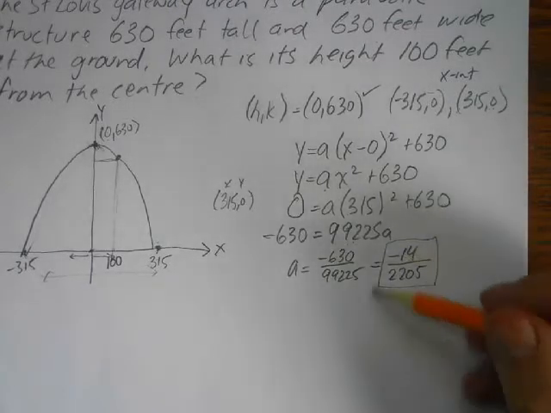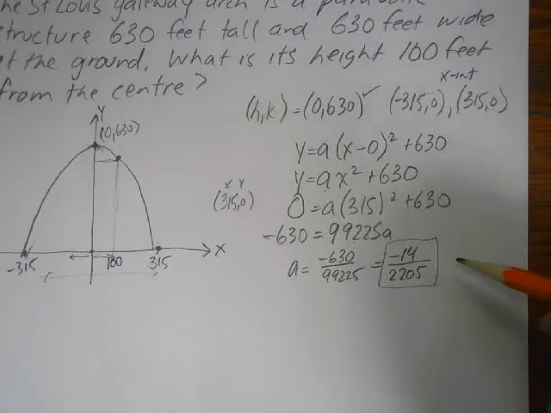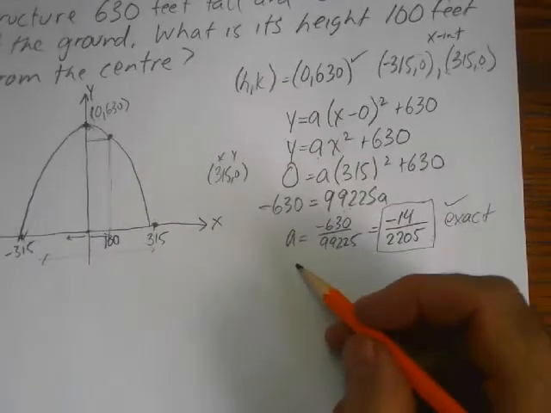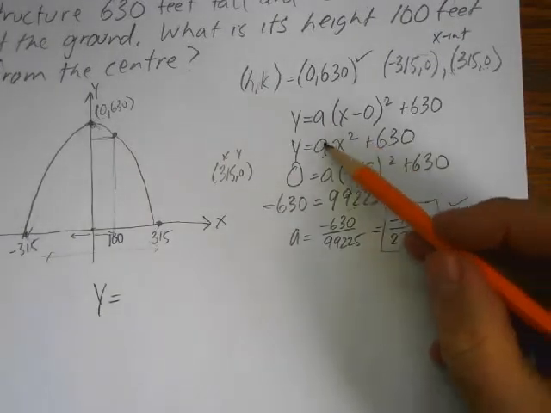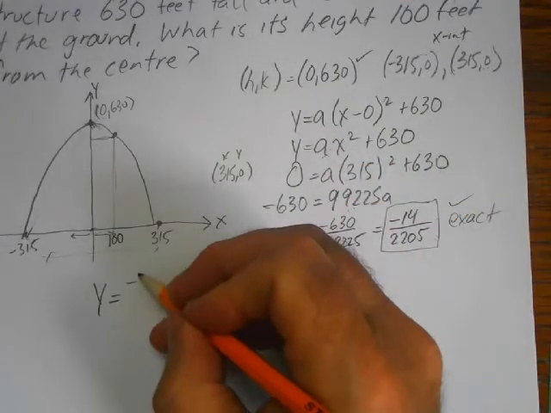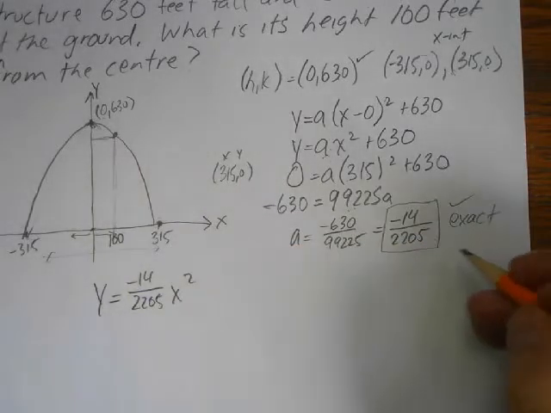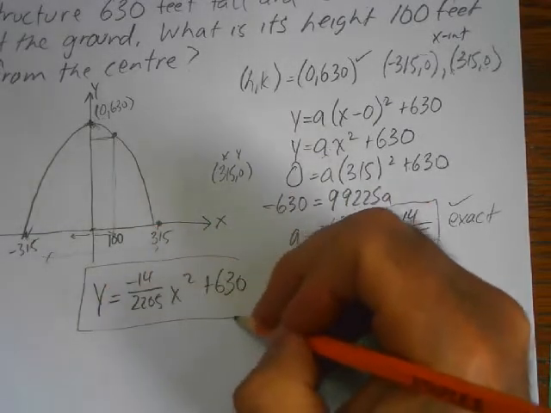Now that's a pretty small decimal, I think it's like 0.0006, something like that. So in this case, I'd prefer to leave it like that. This is exact, right? So let's leave it like that. So now when we create our full equation, I'm going to go back to this and just replace a with this fraction: negative 14 over 2205 x squared plus 630. So that is the equation for this parabola.